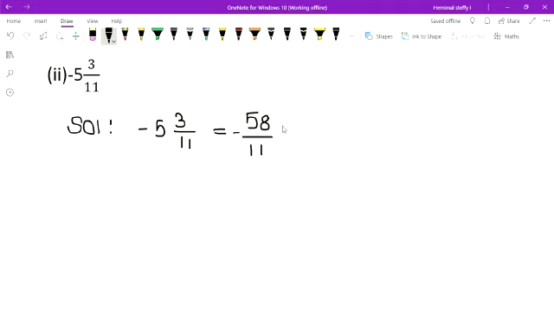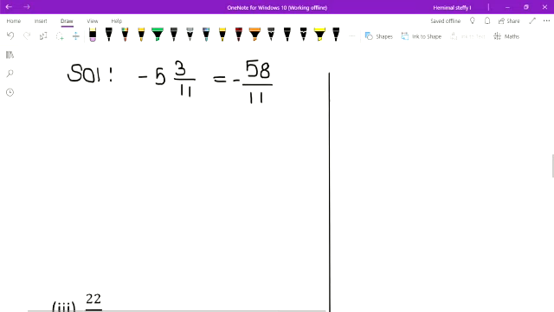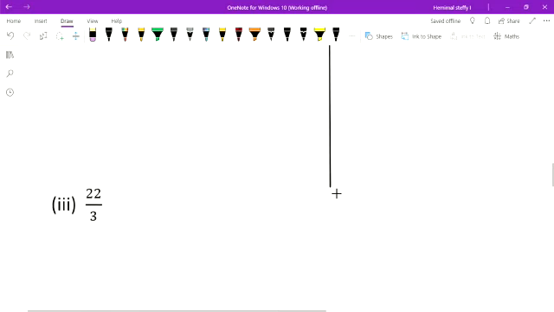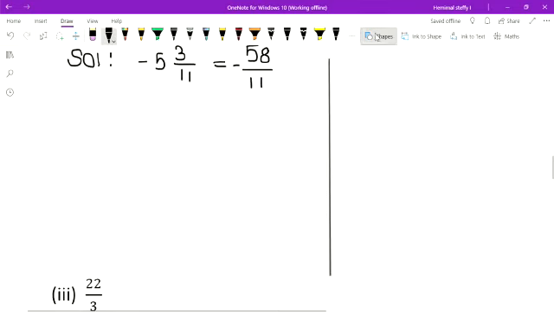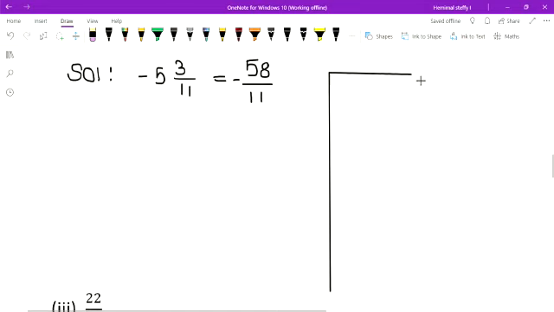Okay, then what is the next step? Then we are going to do the division. So I am taking the division here. I draw the divide line here.